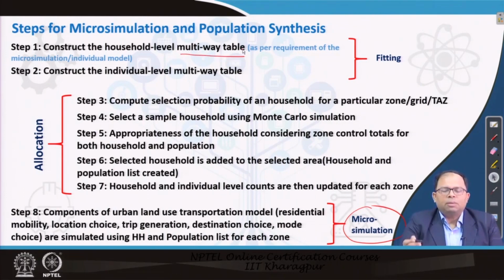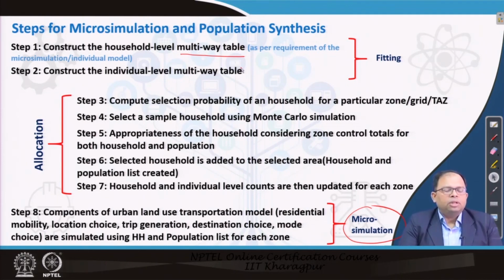In the fitting part, we need to construct the household level multivariate table. Multivariate table is the cross tabulation table. This could be done as per the requirement of the microsimulation or individual models. And then we need to construct the individual level multivariate table or the cross classification table. So these two have to be done separately. We cannot do these two together.